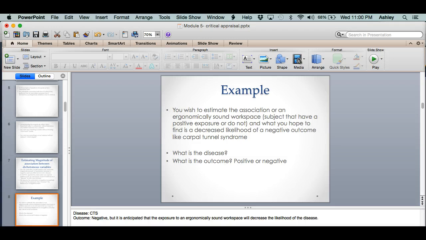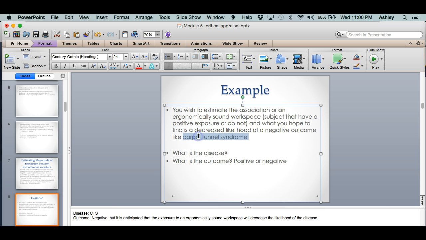Now, first and foremost, you need to understand what is the disease, what is the outcome, and is it positive or negative? Well, the disease that we're referring to is carpal tunnel syndrome, and the outcome would be negative. But it is anticipated that the exposure to an ergonomically sound workspace will decrease the likelihood of the disease, or carpal tunnel.